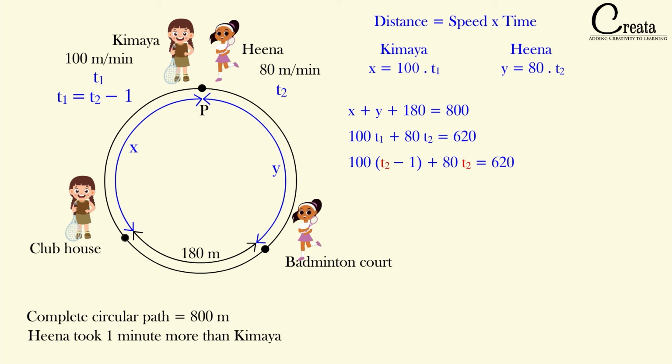So let's solve it. It will be 100t2 minus 100 plus 80t2 is equal to 620. 180 t2 is equal to 720. t2 is equal to 720 upon 180. 0 will cancel out. We got our answer as 5 minutes. The time taken by the Hina to reach the badminton court is 5 minutes. Okay, that is the answer of the question. Got it? So we are done with this question. Let's move to the next question.